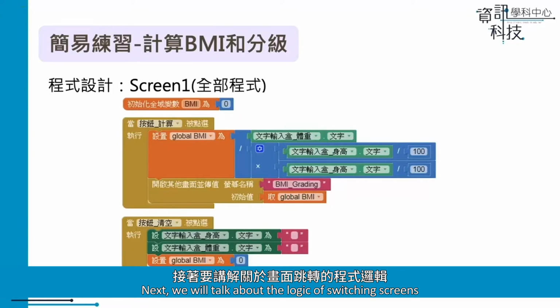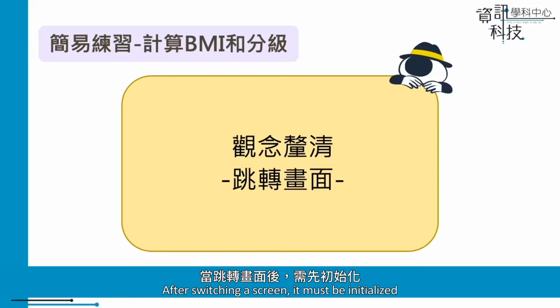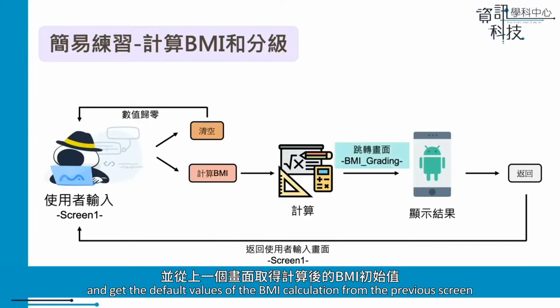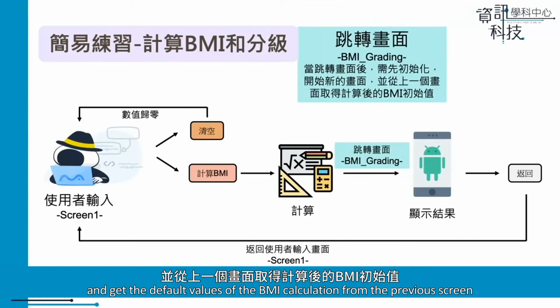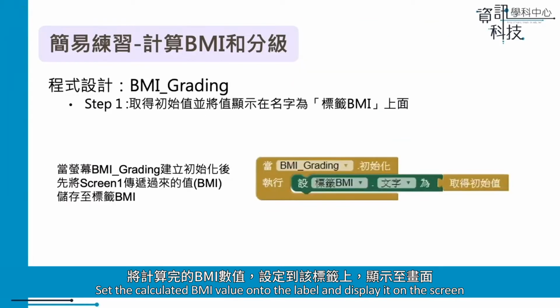Next, we will talk about the logic of switching screens. After switching a screen, it must be initialized, start a new screen, and get the default values of the BMI calculation from the previous screen. When switching to the BMI grading screen, set the calculated BMI value onto the label and display it on the screen.